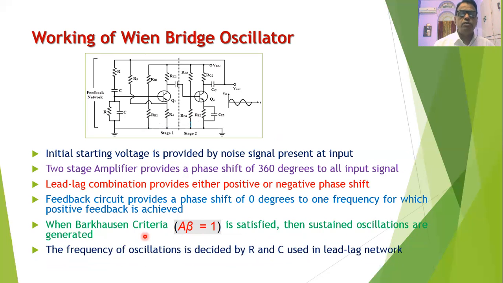Now the frequency of oscillation will not depend upon the CE amplifier, but will depend upon the resistance capacitor network used in the feedback circuit. That is, the values of resistance R and capacitor C used in the lead lag network will decide the frequency of oscillations.